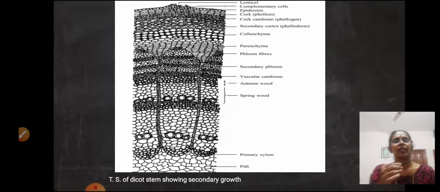So you can see this, the transverse section of the dicot stem showing the secondary growth. There you can see the springwood, autumnwood, the secondary tissues, the phellem, phelloderm, phellogen, etc.